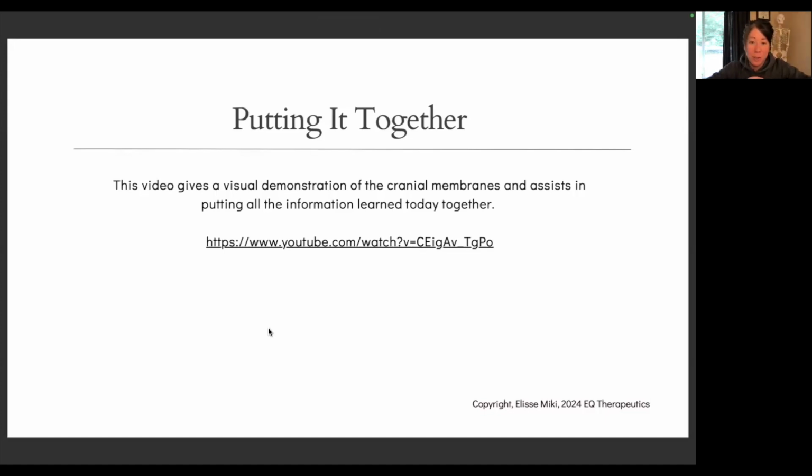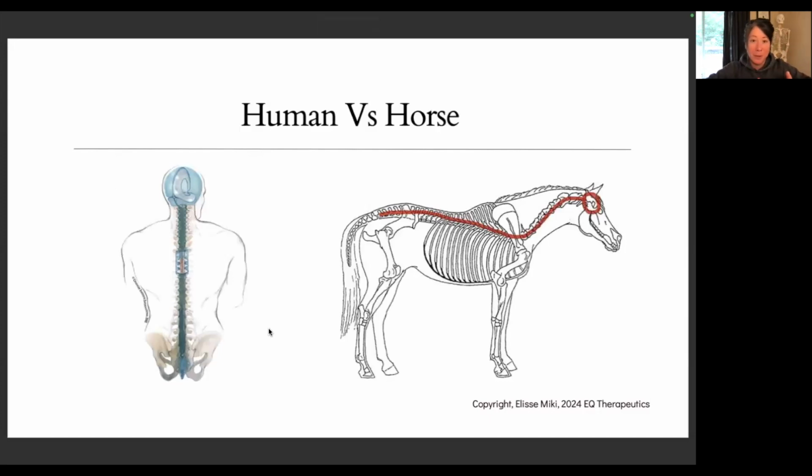Now this video is also a really nice visual demonstration of the cranial membranes, and I put it in here because it was very helpful to me when I was learning and putting all this information together that we've talked about today. So you can find that link in your lesson notes for this lesson. And then another visual comparison of our dural tube. So in humans, the dural tube is going around the entire spinal cord and is continuous around the brain. This is depicting the membranes we just talked about. And then in the horse, same idea. We're going to have a dural tube that's going all the way around the spine, attaching at S2, coming all the way back up and enveloping the brain.